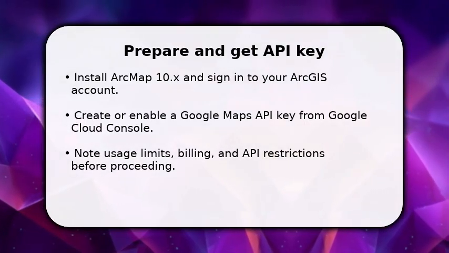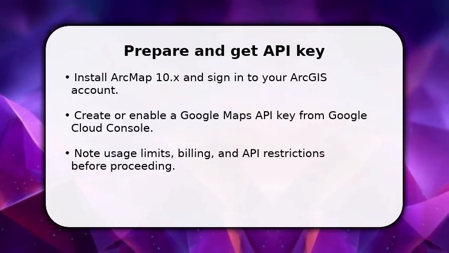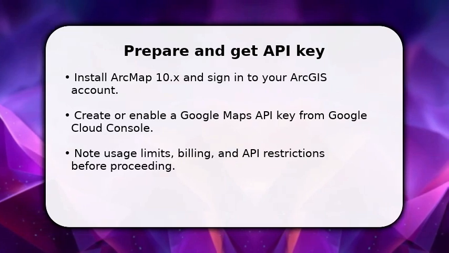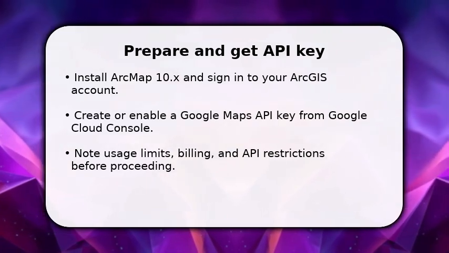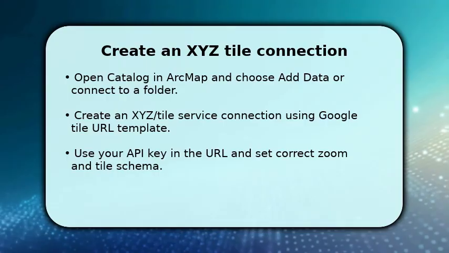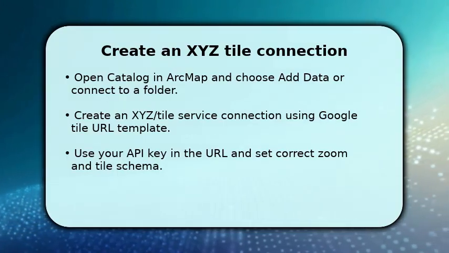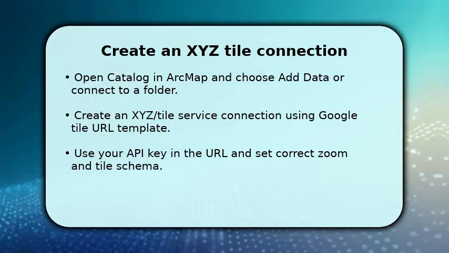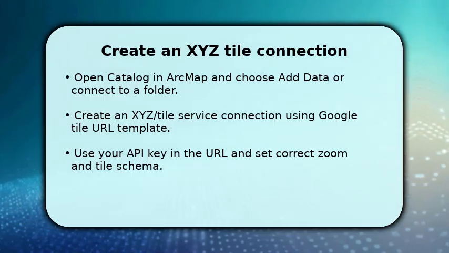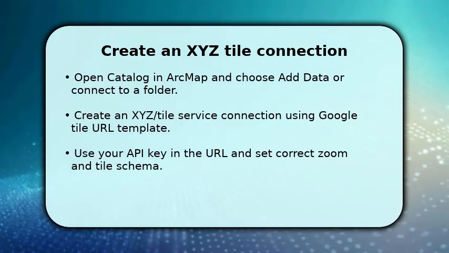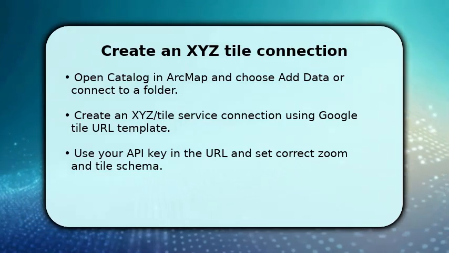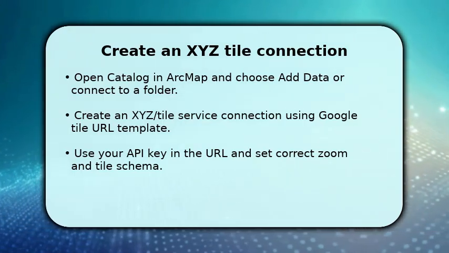Make sure you have a writable project folder for temporary tile configuration files before moving to ArcMap. Now in ArcMap, open the Catalog window and create a new tile connection or add a new GIS server connection that accepts XYZ tiles. Enter the Google tile URL template and replace the key placeholder with your API key. Include parameters for X, Y, and Z tile indices.